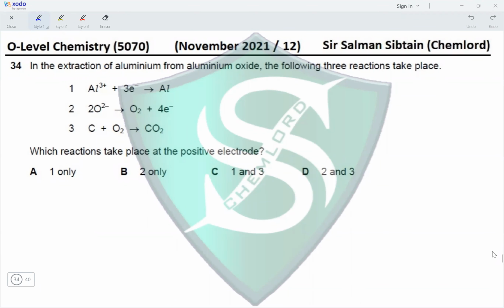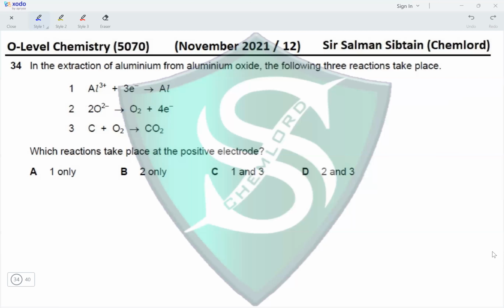Question 34. In the extraction of aluminum from aluminum oxide, the following three reactions take place. Al3 positive ions are reduced to Al, O2 negative ions are oxidized to oxygen, and carbon burns in oxygen to produce CO2. Which reaction takes place at the positive electrode? Now, the positive electrode is the anode. Now, what happens at the anode? Reduction takes place. So, we have Al3 positive being reduced to aluminum, whereas the second reaction is oxidation.